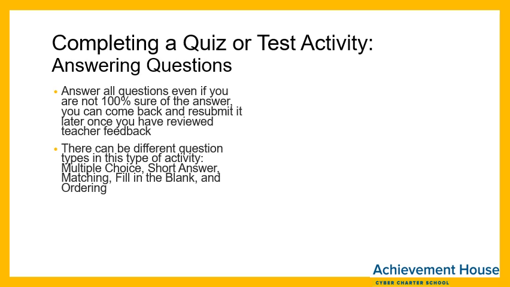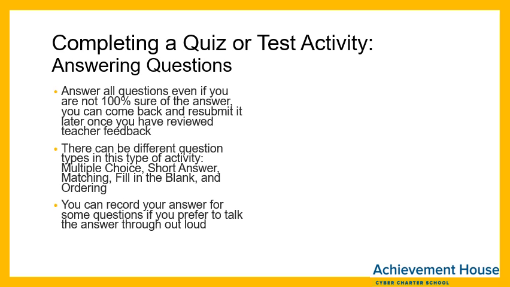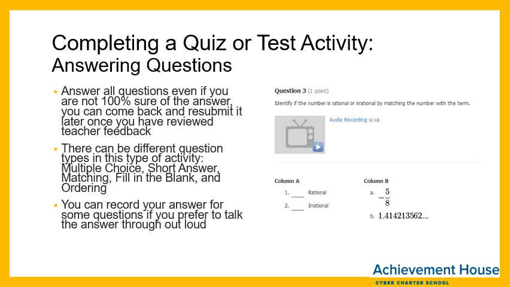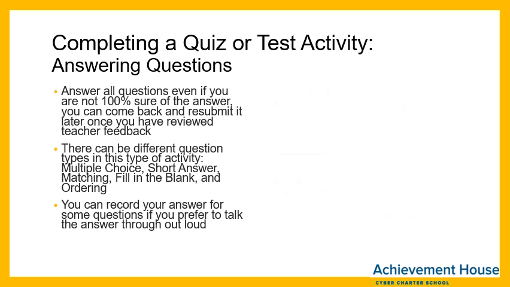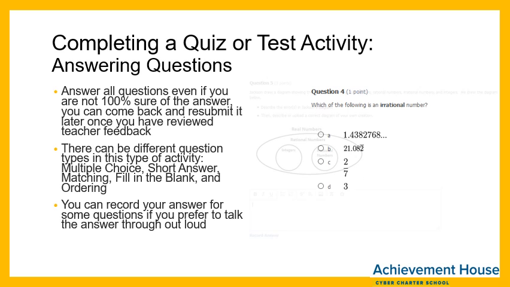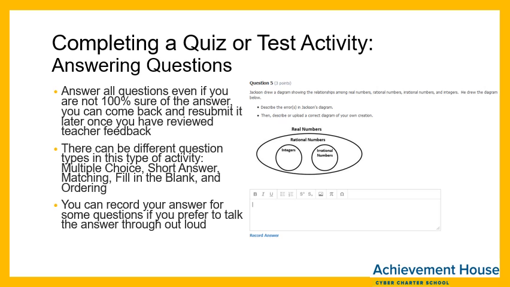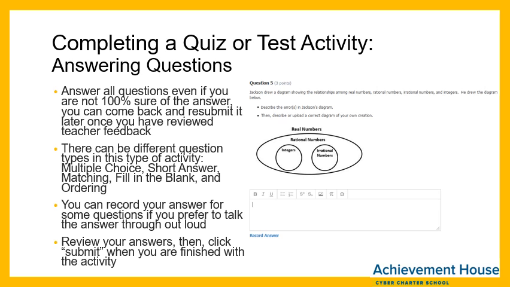There are different types of questions that you may complete in this type of activity. They could include multiple choice, short answer, matching, fill in the blank, or ordering. For some questions, you may have the opportunity to record audio for your answer if you would prefer to talk through your answer rather than typing it out. Shown here is a matching question, a multiple choice type question, and a short answer question. Make sure that you review your answers and click the Submit button at the end whenever you're finished with the activity.